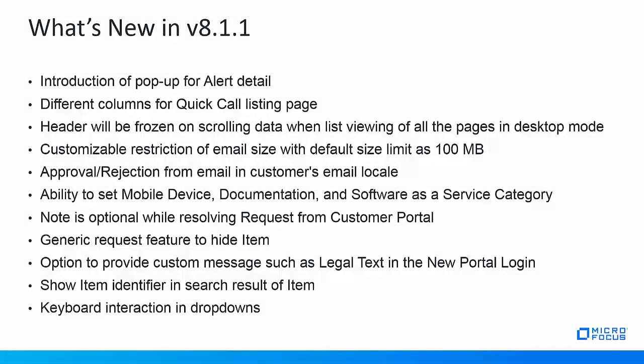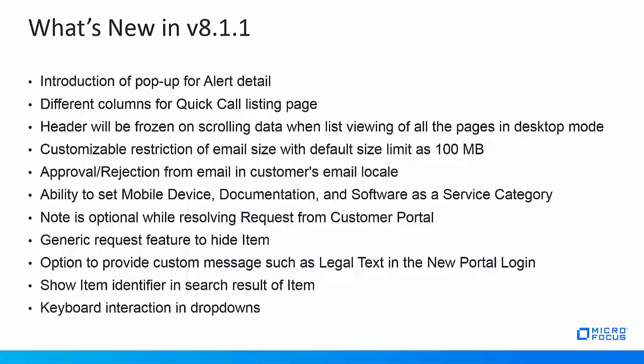What's new in version 8.1.1 are some great enhancements along with some fixes, specifically the introduction of pop-up alert detail. A user can now click on any alert and will be able to see its complete detail in a pop-up. Also, different columns for the quick call listing page. The quick call type is represented as an icon. Also, the introduction of a description and item name, and removal of the priority column.